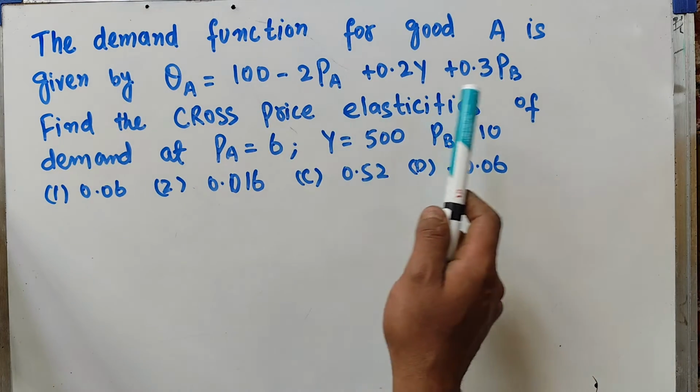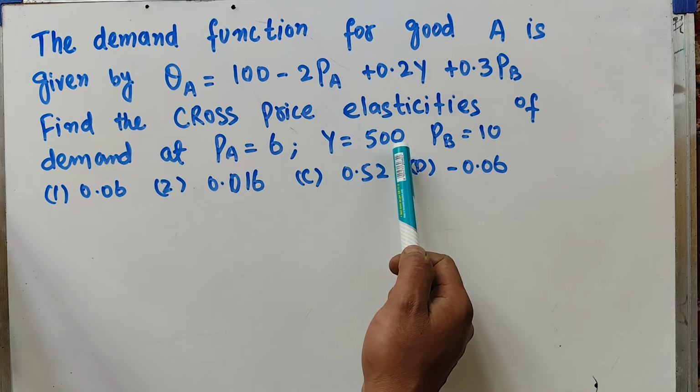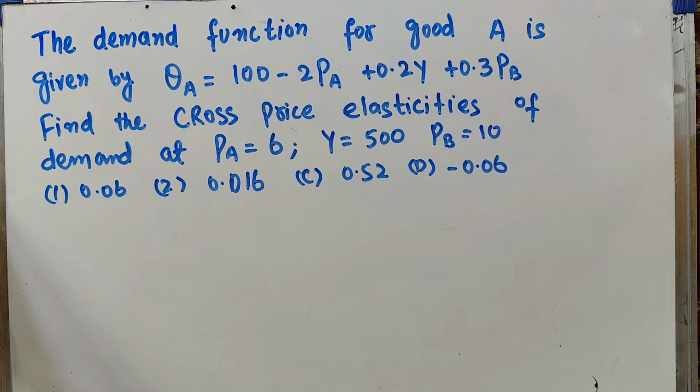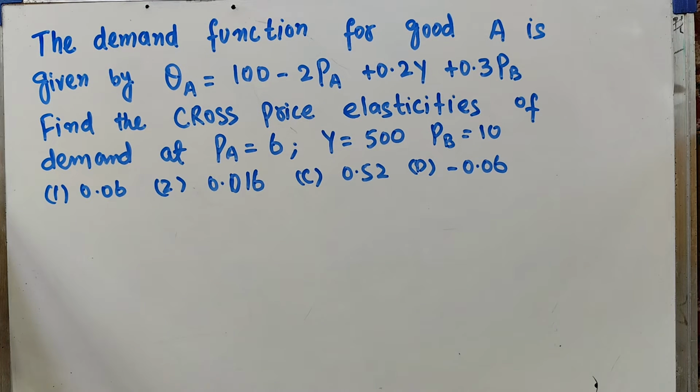Find the cross price elasticity of demand when the price of good A is 6, income of the consumer is 500 and the price of the related good, rather the price of good B, is 10. Options are being given. We need to find out the correct option.